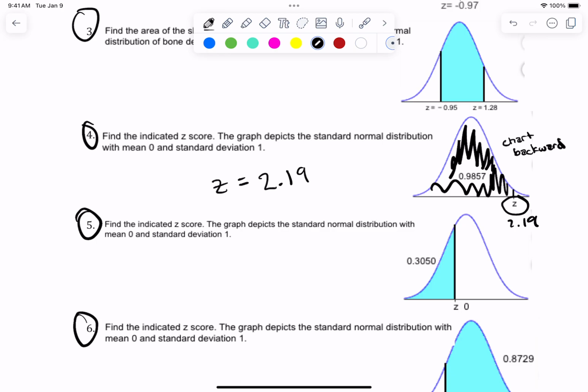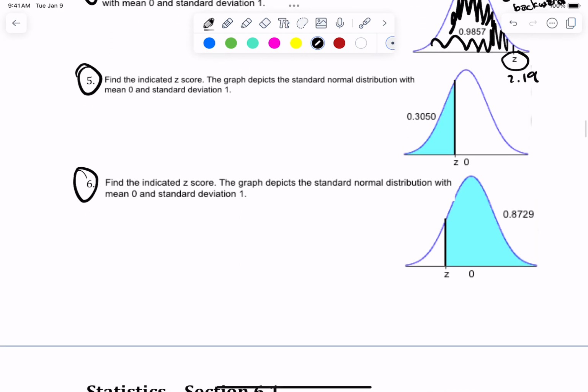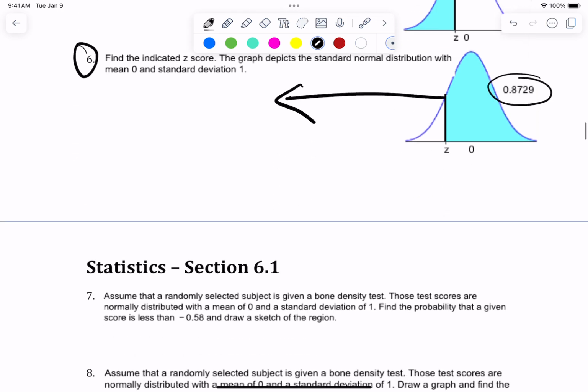Number 6, if you talk me through number 6, you cannot just get away with looking at 0.8729. Why not? The chart only reads to the left. 0.8729 is not to the left. So you have to figure that out and then find the z-score. Got it? This is just practicing using the chart. Good.